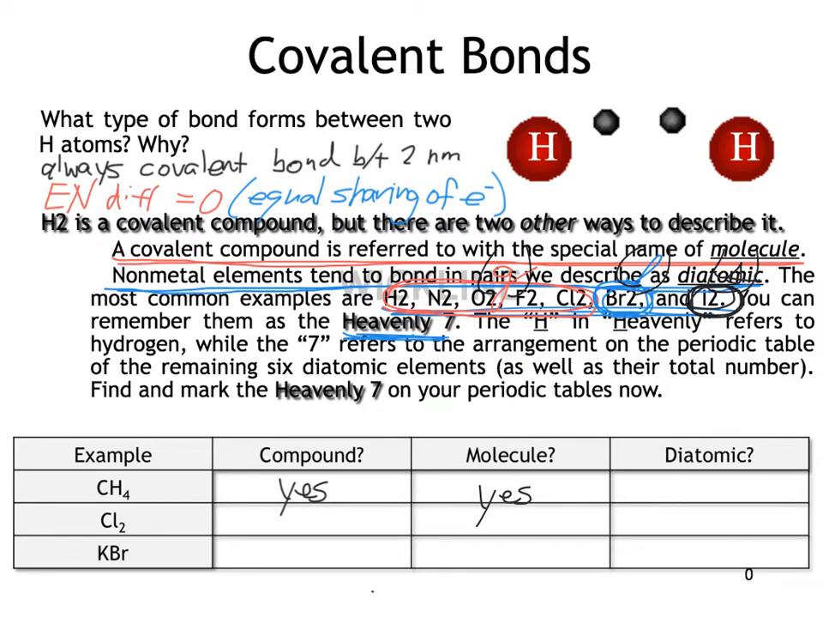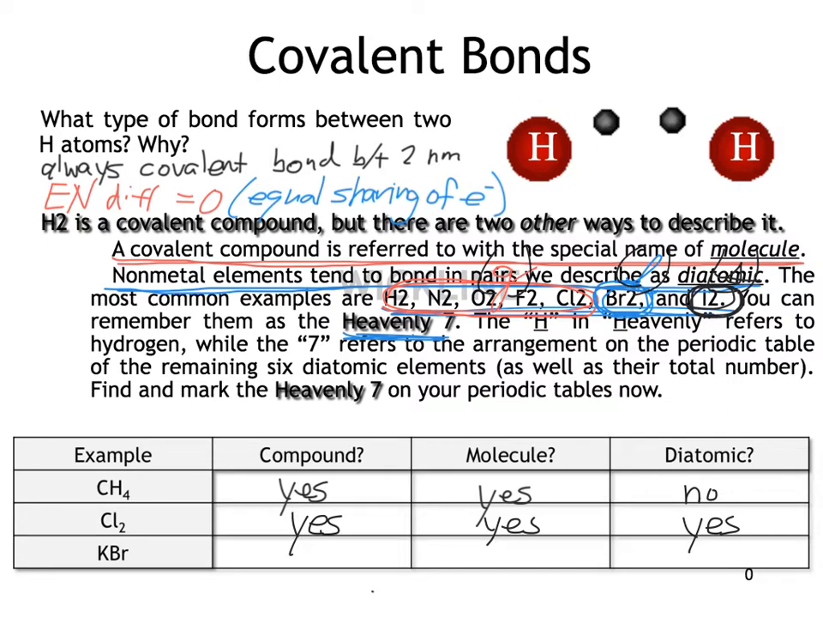And the last question is, is it diatomic? The only diatomics that you need to know are right here, and this is not one of those things. So diatomic is no. For Cl2, yeah, sure, it's a compound. It's a group of atoms bonded together with no charge. Is it a molecule? Yeah, it is, because it's a compound composed entirely of nonmetals. And is it diatomic? Yes, because it has two atoms of the same element bonded together.